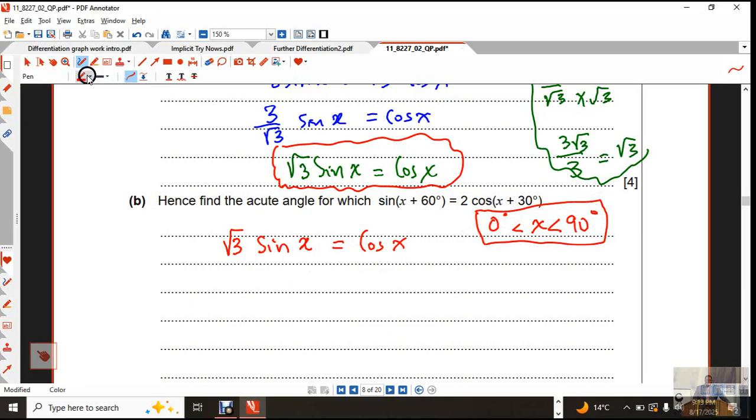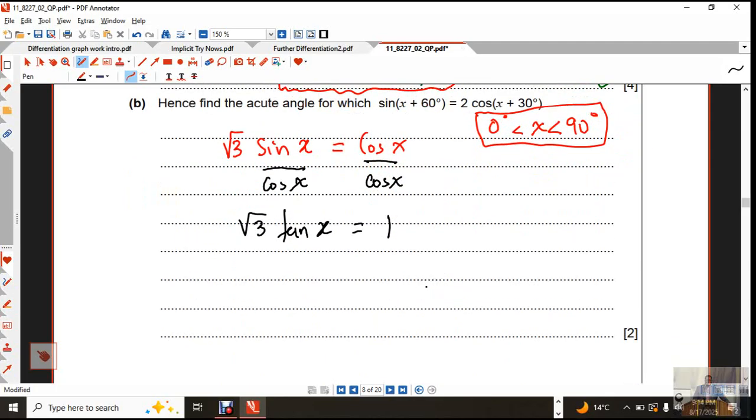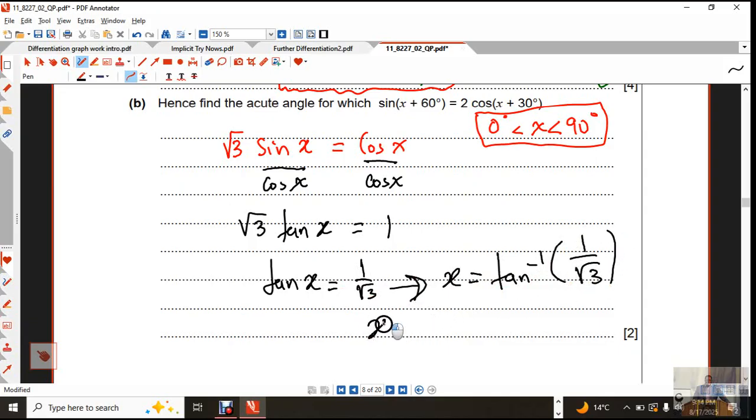Right, so first of all, it's always nice if you can change these ratios to ratios that you know. Sine over cos becomes nothing but the tangent. So this is root 3 tan x is equal to 1. Same thing divided by the same thing over there. Then obviously you're going to have tan x is equal to 1 over root 3. Now I'm not going to rationalize the denominator. I'm just going to go straight up and find what that angle is.